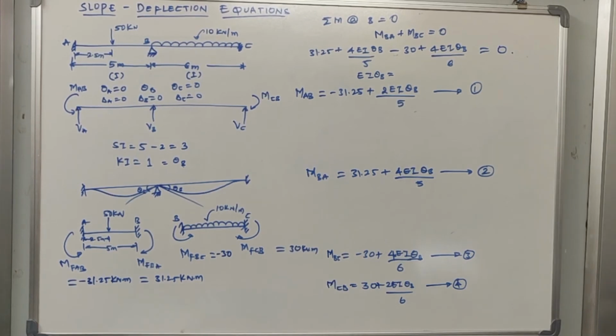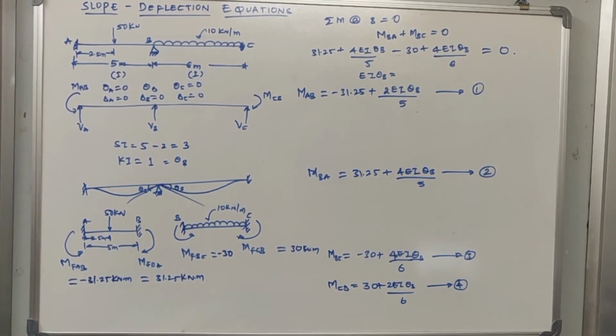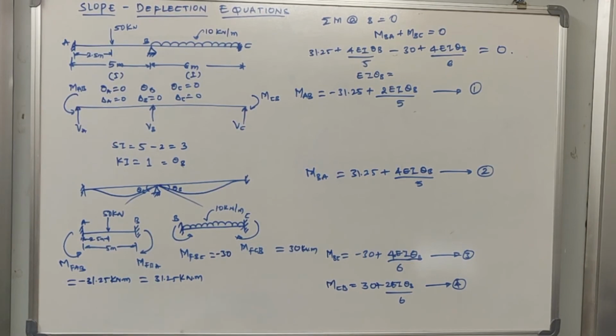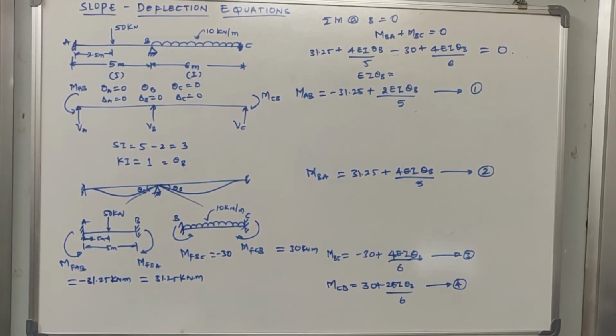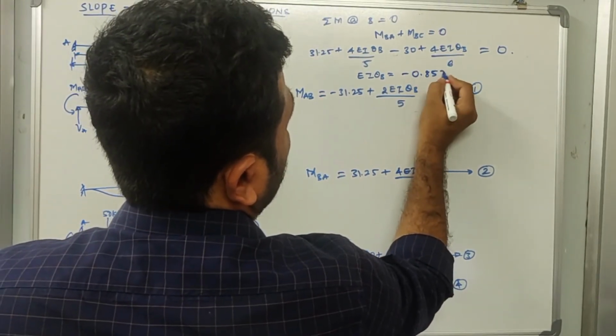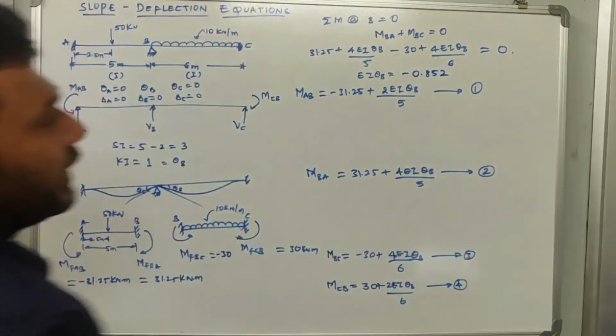So how much are you getting for the value of EI theta B? I am relying on your values, okay? You are telling me that it is minus 0.852. I do not have a calculator, I am relying on your values itself. Minus 0.852, right? This is the value of EI theta B.